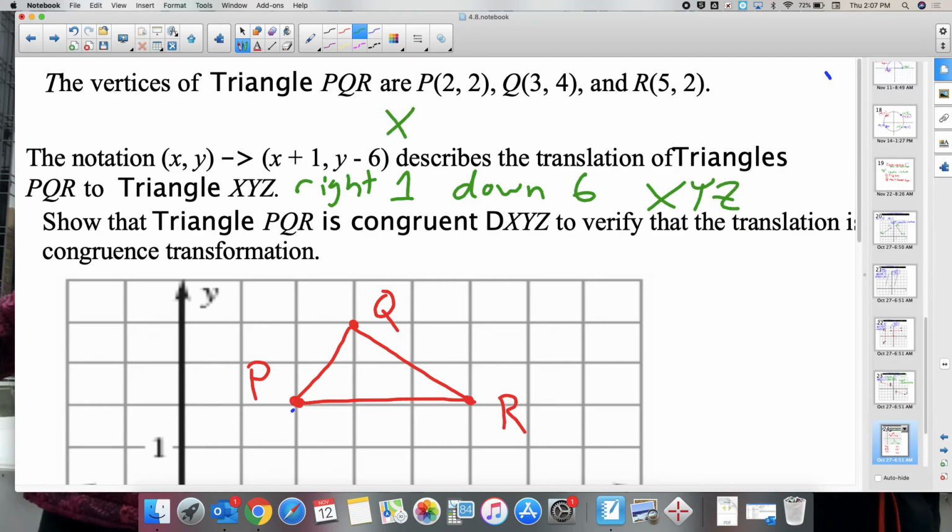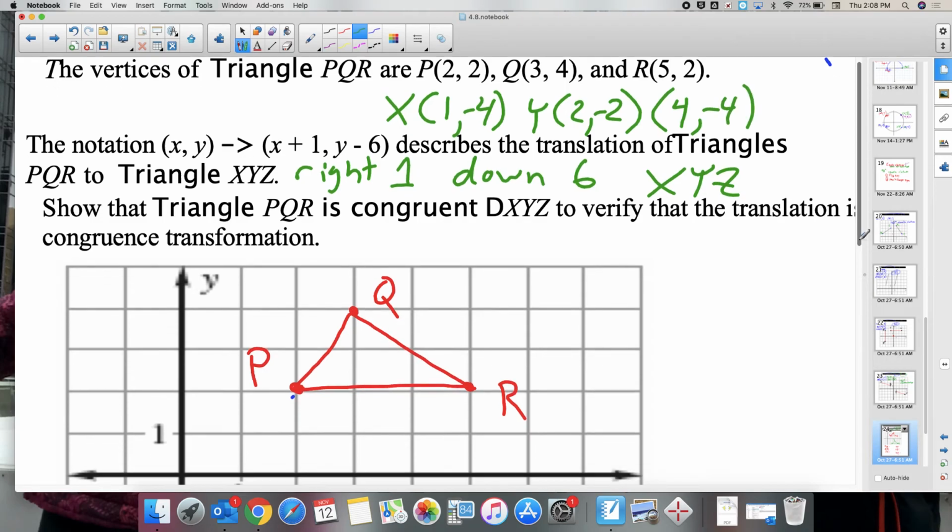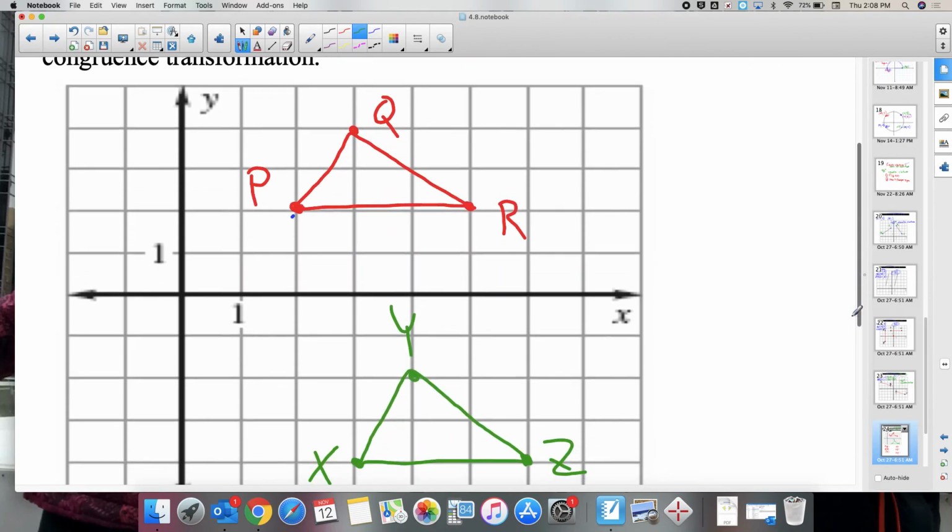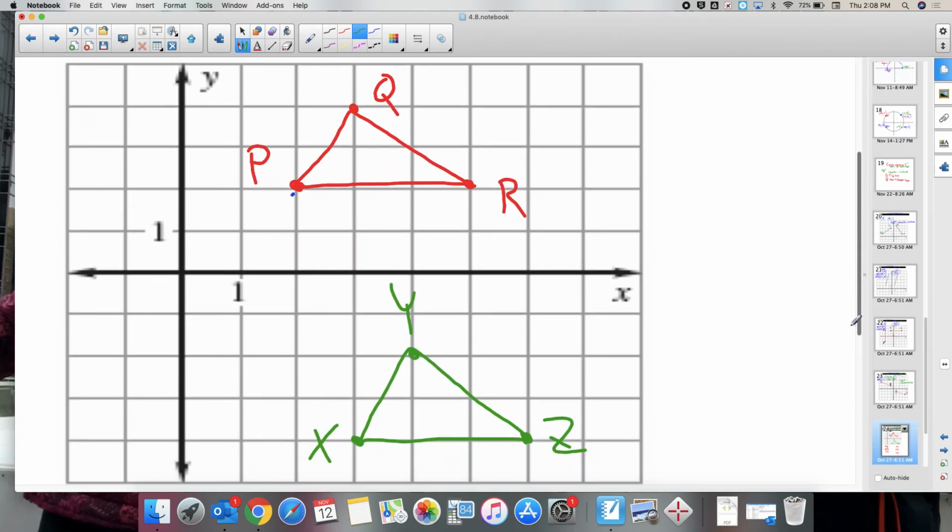Or you can subtract your points off. Minus 1, minus 6. Minus 1, minus 6. Minus 1, minus 6. To get your new points. So here are our two triangles that they want us to find the length of. PR is easy to find. It's a horizontal line. It is 3.